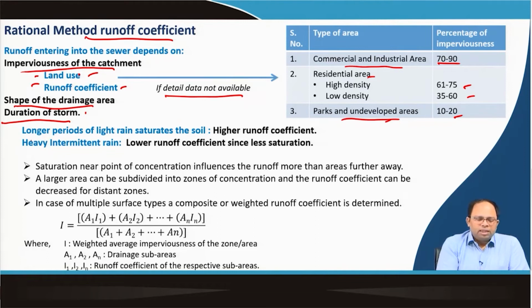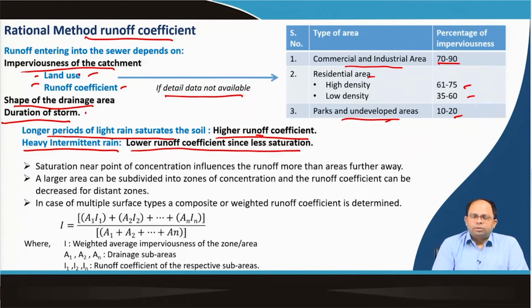Two other things: longer periods of light rain saturate the soil. That means if the rainfall happens for a long period, the soil automatically gets saturated, and this leads to a higher runoff coefficient, because no further water can go down. There is a maximum possible amount of water that can infiltrate, and after that the runoff coefficient will increase. With heavy intermittent rain, that means it is heavy rain but only happens sometimes, the runoff coefficient is lower since there is less saturation. These are two things which happen, but in this particular method we cannot consider this variation too much.